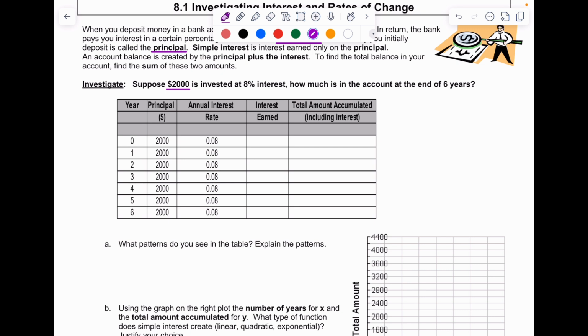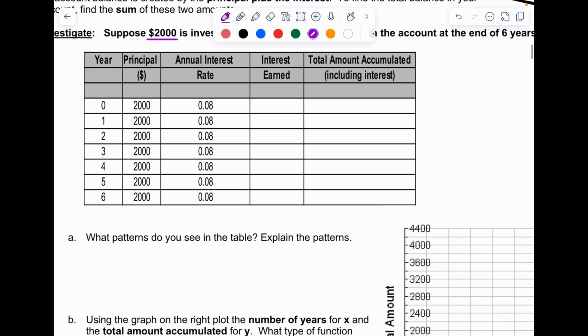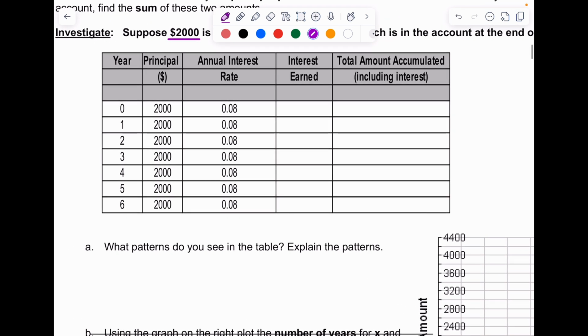So suppose you take $2,000 and you invest it at 8% interest. How much is in the account at the end of 6 years? So in year 0, right? Nothing happens, right? You earn $0, nothing's changed. You still have your $2,000, okay?